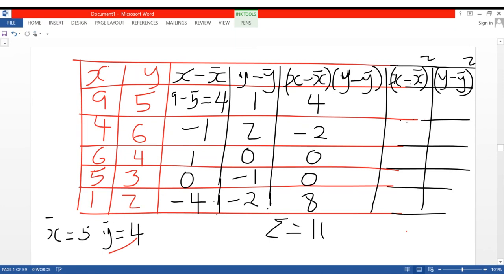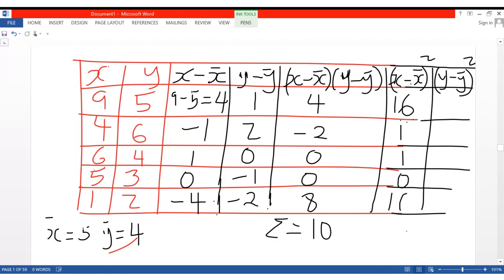Then I'll come to x minus x bar squared. So already we have gotten x minus x bar, so I need to square it. So 4 squared, I'll get 16. I'll square -1: -1 times -1, you get 1. Here you must get positive values. 1 times 1 is 1. 0 times 0 is 0. I'm squaring it. -4 times -4 is 16. So here you are supposed to get positive values.